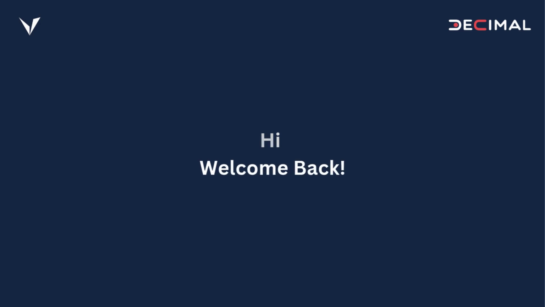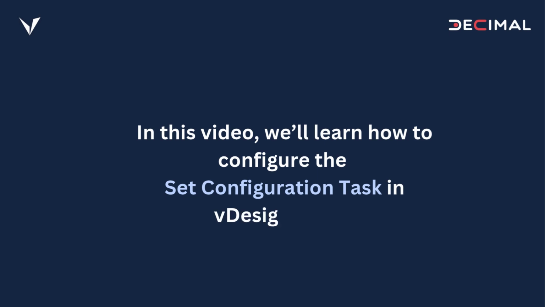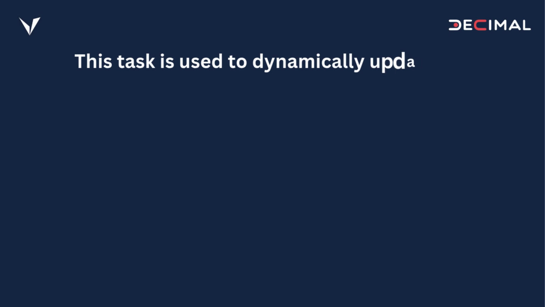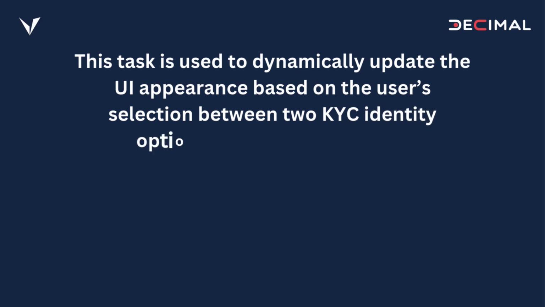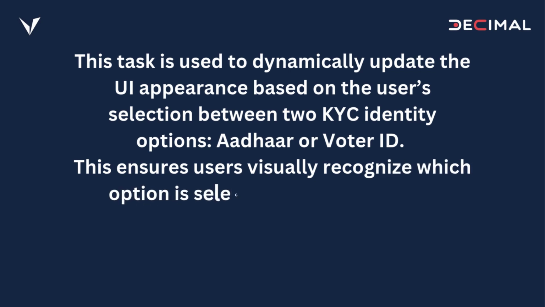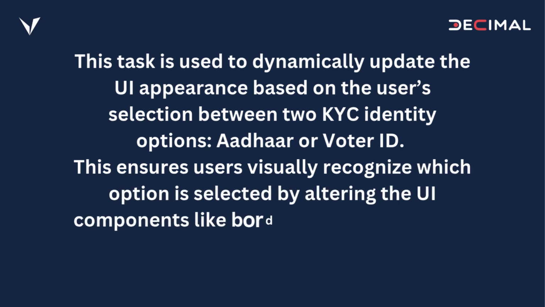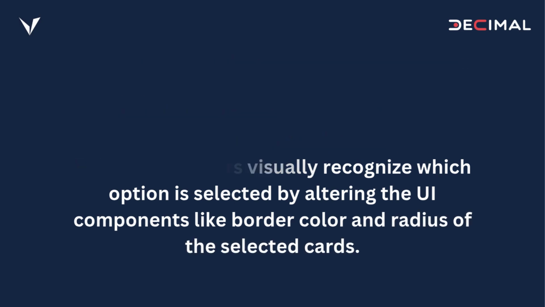Hi, welcome back. In this video, we'll learn how to configure the set configuration task in vDesigner 2.0. This task is used to dynamically update the UI appearance based on the user's selection between two KYC identity options, Aadhaar or Voter ID. This ensures users visually recognize which option is selected by altering the UI components like border color and radius of the selected cards.